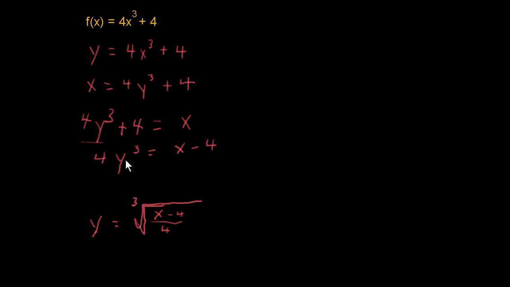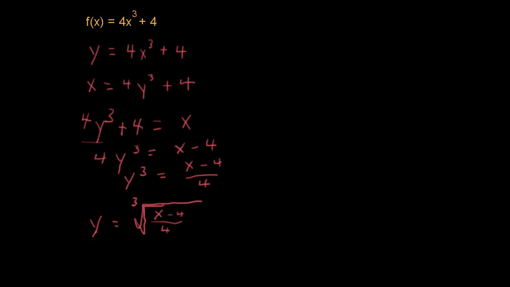And now to isolate the y, we'll want to divide both sides by 4. When we do that, the 4's will cancel out over here, and we'll end up with just y cubed equals x minus 4 divided by 4. And the final step is to take the cube root of both sides, because we want just y. If I take the cube root of y cubed, I get y. If I take the cube root of x minus 4 over 4, I get the cube root of x minus 4 over 4.